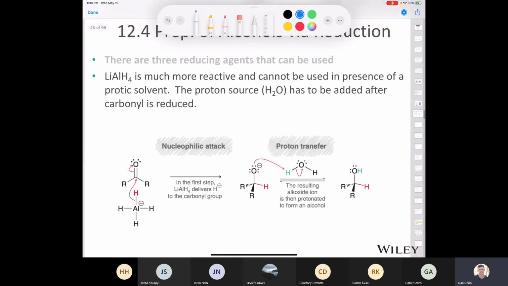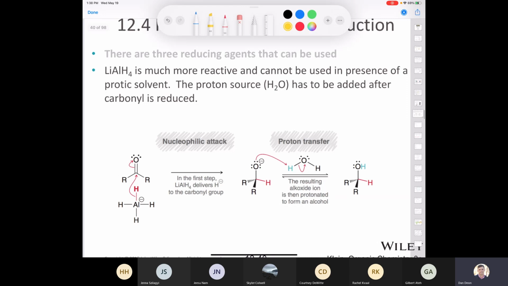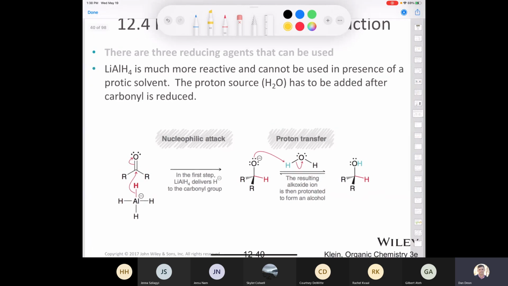All right, now you might be wondering, well, Mr. Dion, you showed me the mechanism for the reduction of a carbonyl, of an aldehyde or a ketone using sodium borohydride. What's the mechanism for lithium aluminum hydride reduction? Well, I got some good news, my friends. It's pretty much the same thing. If you go back a few slides and you look at that mechanism of the reduction using sodium borohydride, what you'll see is that it's virtually identical to this.